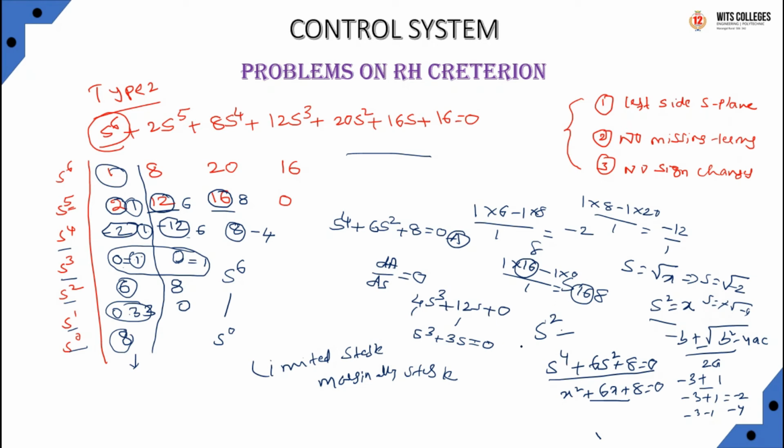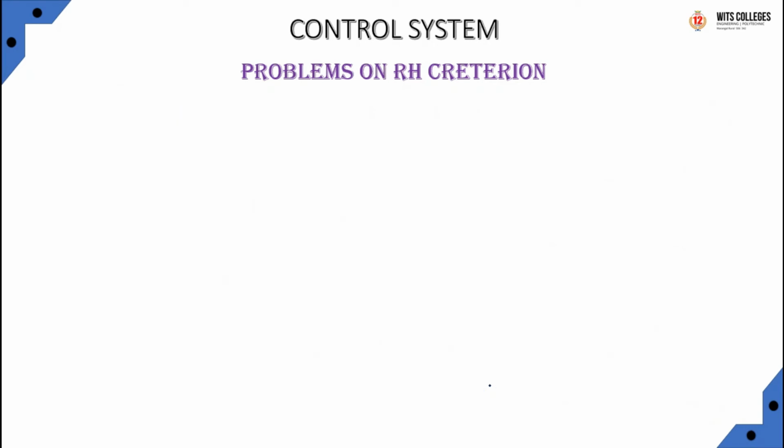The values of this equation are plus or minus root 2 j, which is imaginary, and the other is plus or minus 2 j. Here it is imaginary, so this is the marginally stable or conditionally stable system. This is another type of problem. Next is the type 3 problem.